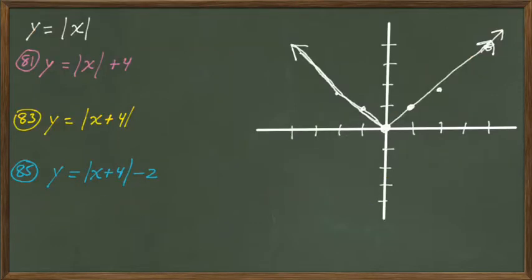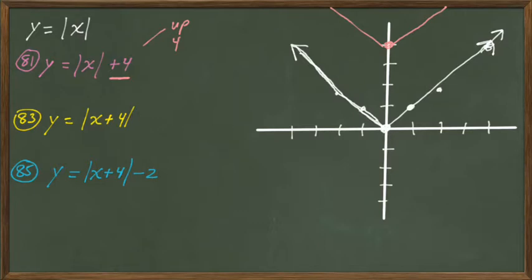Okay, this is still from 1/6 translations of functions. If a number is outside, it moves it up or down. Since it's positive, this is moving it up 4. So you're going to get the exact same graph, just moved up 4.